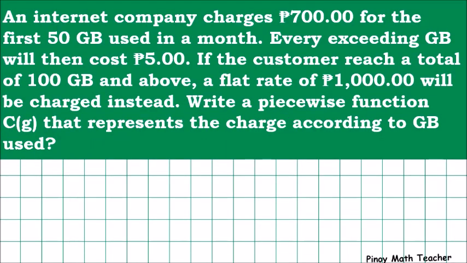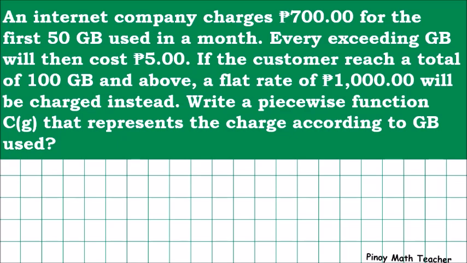An internet company charges 700 pesos for the first 50 gig use in a month. Every exceeding gig will then cost 5 pesos. If the customer reaches a total of 100 gig and above, a flat rate of 1,000 pesos will be charged instead. Write a piecewise function C of G that represents the charge according to gigabytes use.